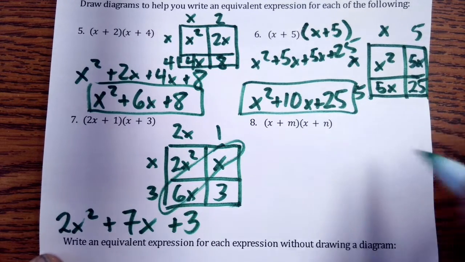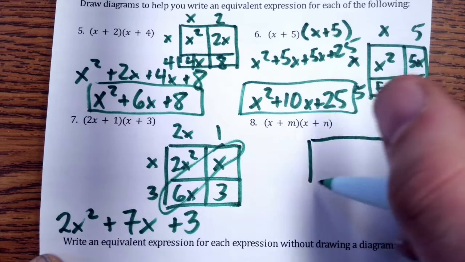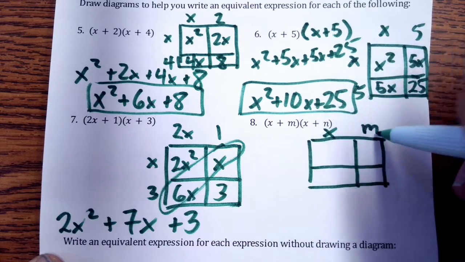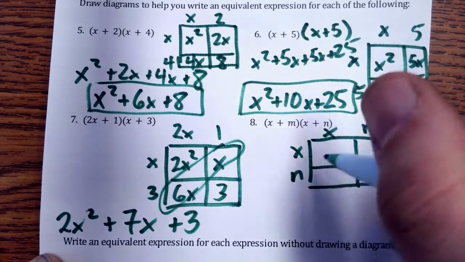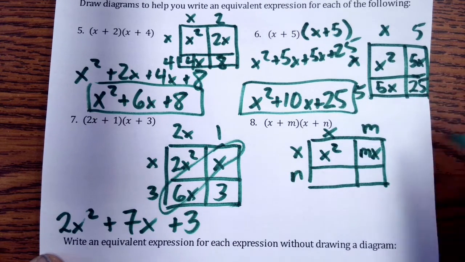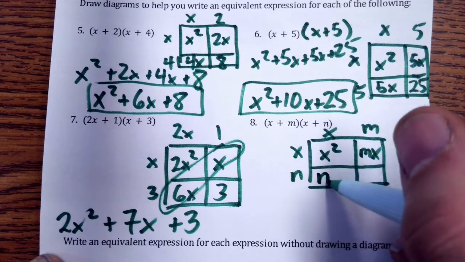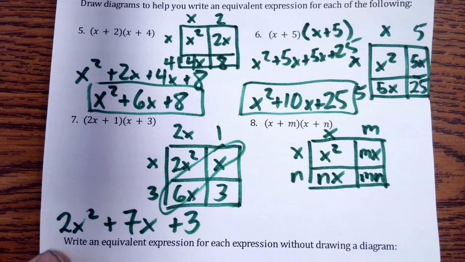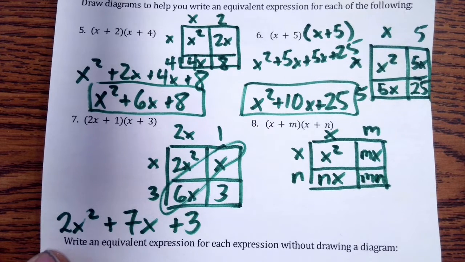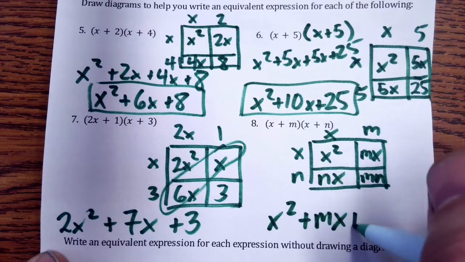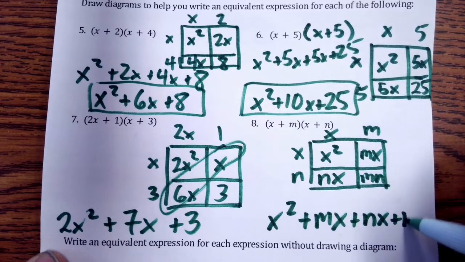And then the last one is all variables. So the most we can do with this is to start with an x plus m and an x plus n. X times x is x squared. X times m will be mx. N times x will be nx. And n times m will be mn. And I'm just putting in that order because it's alphabetical. Now, I don't know what numbers m and n are, so I can't really combine them. The most I can get here is x squared plus mx plus nx plus mn.